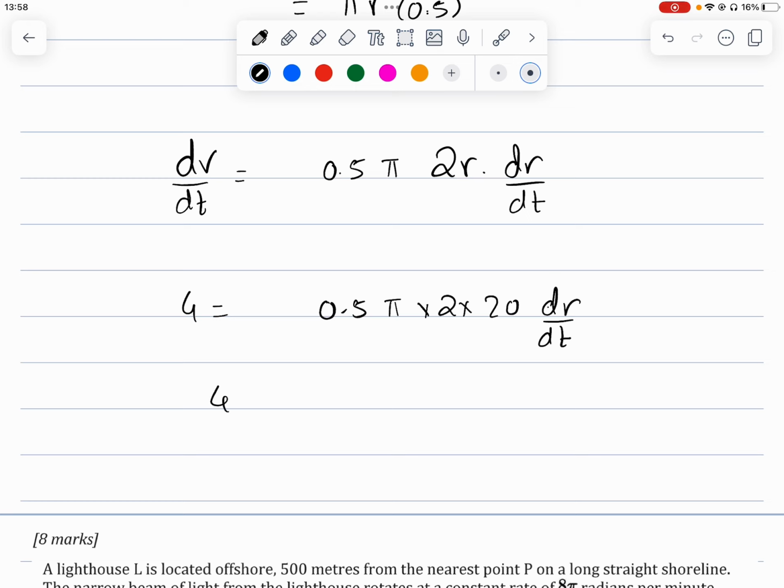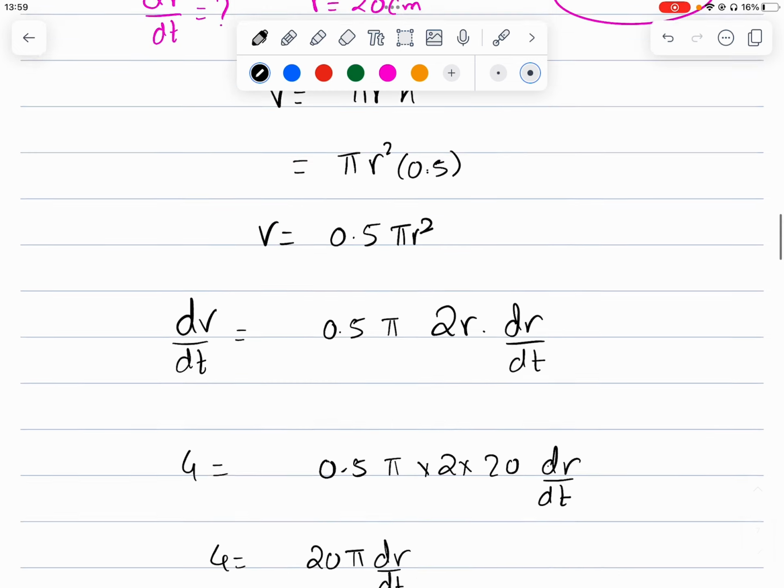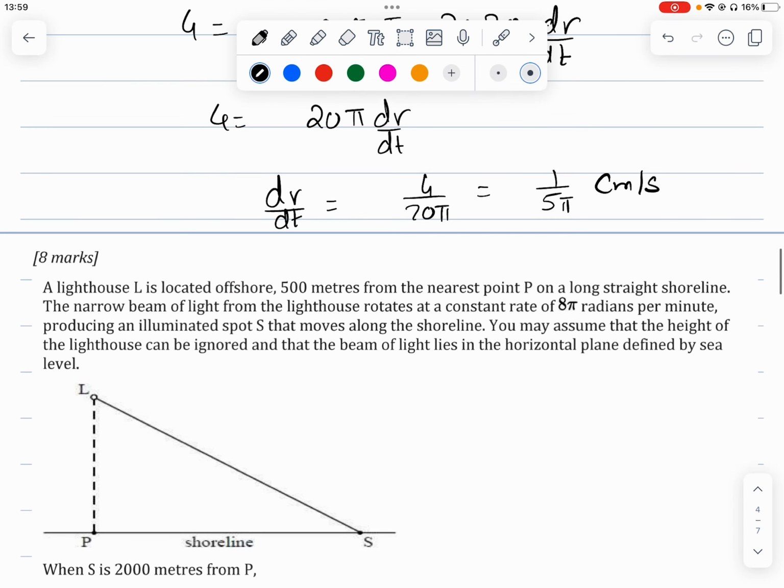So 4 equals 20 pi. Simplify that, it becomes dr upon dt. So what does dr upon dt become now? 4 upon 20 pi, which is nothing but how much? 1 upon 5 pi. That's going to be the answer. So the radius is increasing because it is positive. It is increasing at a rate of 1 upon 5 pi centimeters per second. That was question number 3.